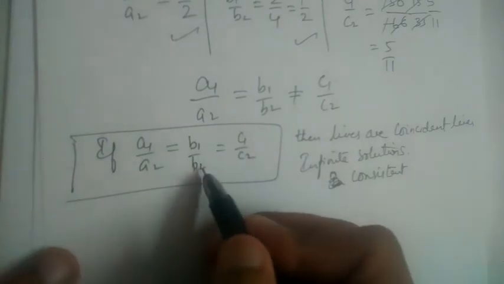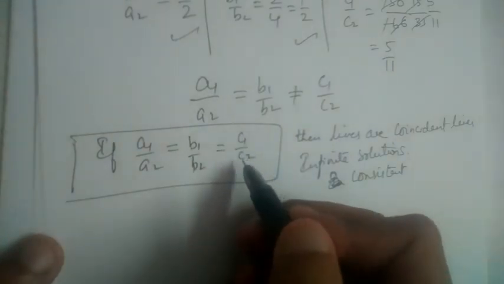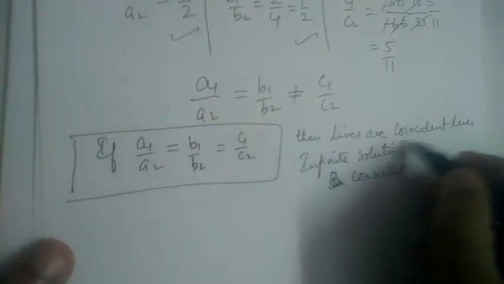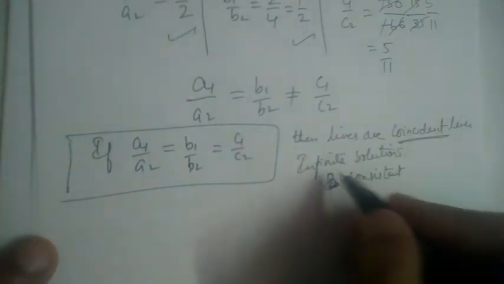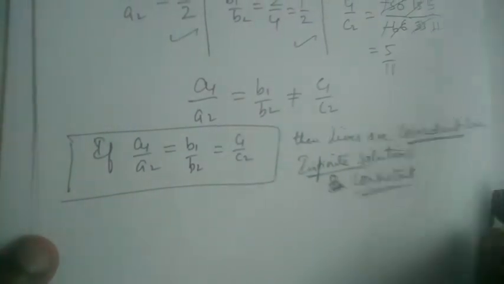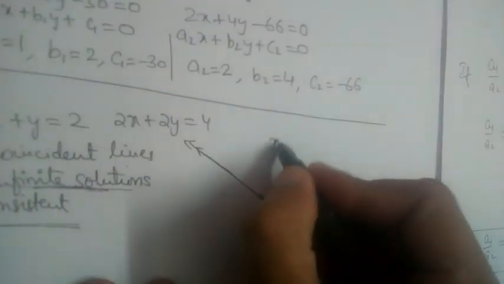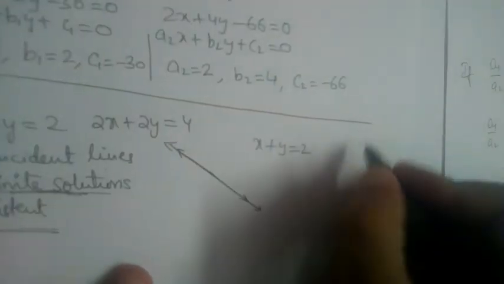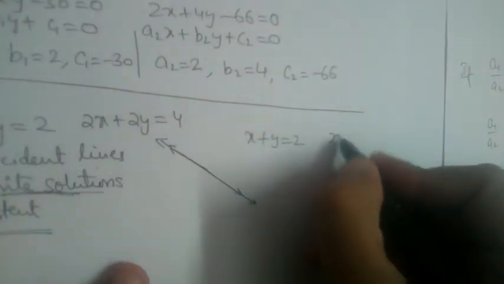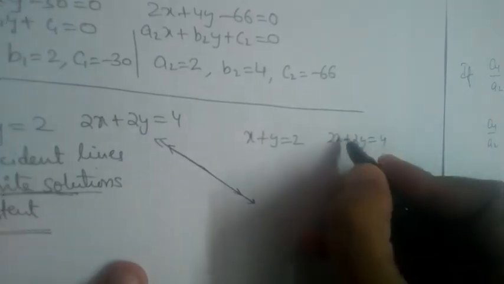Okay, so if a1 by a2 is equal to b1 by b2 is equal to c1 by c2, if all three are equal, then the lines will be coincident lines, infinite solutions, and consistent. Okay, so let us see this example. x plus y is equal to 2, and 2x plus 2y is equal to 4.